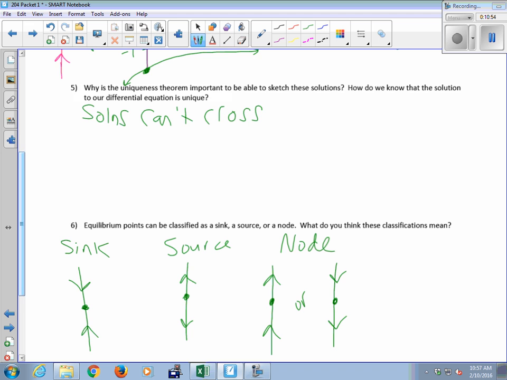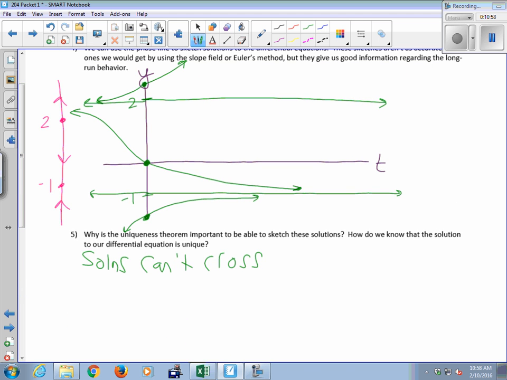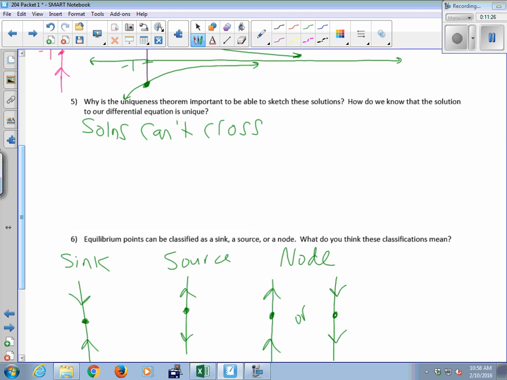So if you look at our original graphs up here, -1 was a sink, and you can see that the solutions approach that equilibrium point from above and below, right? So as time marches forward, everything just gets drawn to that equilibrium solution. Whereas 2 is a source, so as time moves forward, everything just goes away from that equilibrium solution. Solutions, shorthand for solutions.